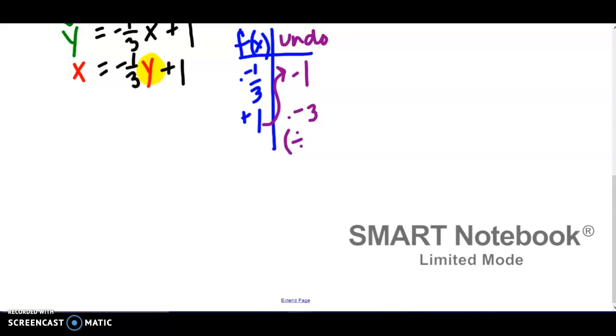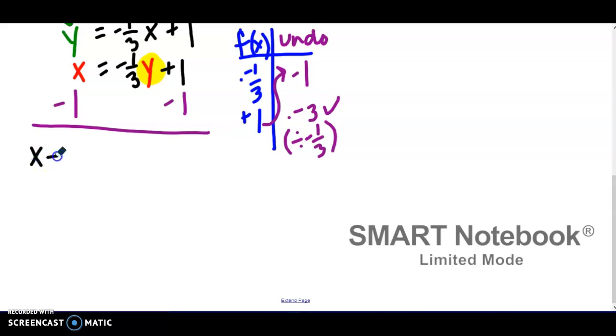That is the same as dividing by negative 1/3. So you have to choose which one. Okay, this one right here is just a little bit cleaner. So the first thing I'm going to do is subtract my 1 from both sides. And what happens is I can't really do x minus 1, so I have to leave it as x minus 1 in that form.